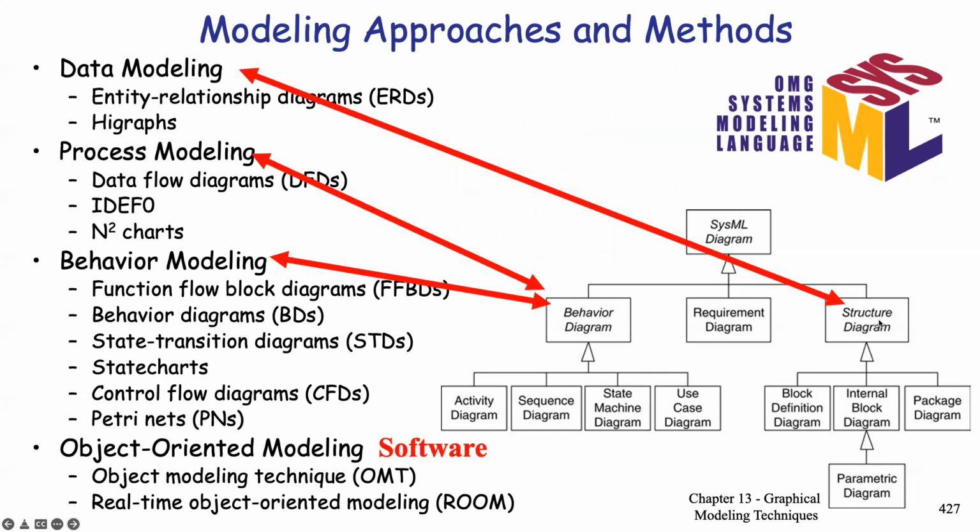Data modeling gets into some of the structural diagrams. We can see some relationships there. Process modeling can be viewed to be flowing into the area of behavior diagrams. And then there's a whole more detailed area that's talked about in depth in this chapter, behavior modeling. So in general, we can see that there's a connection for a lot of these things.